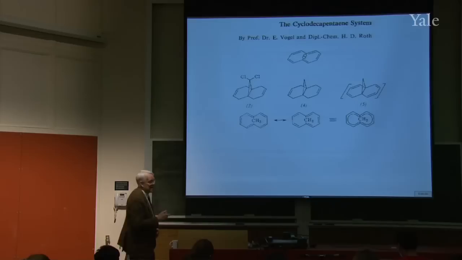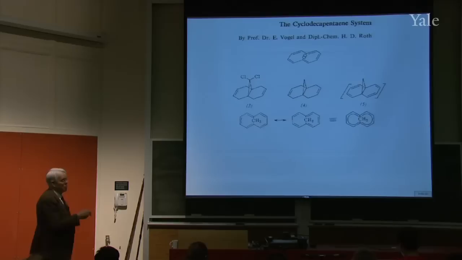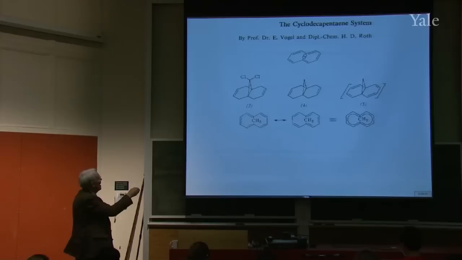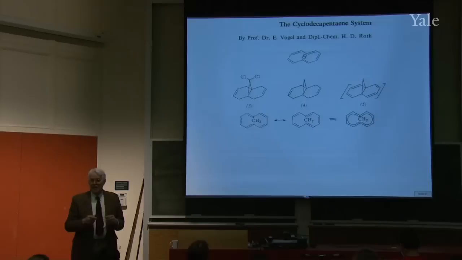In fact, it was made by Heinz-Dieter Roth, who was a postdoc here later, but he did this in Germany with Emanuel Vogel. You can't make a ring that big without having enormous carbon-carbon-carbon angles and have it be flat. But you could bend it in like this, except for the fact that those two hydrogens touch one another. That's not good. So one thing you could do is just make that a bond, and we've already talked about that. That's naphthalene. That was the previous slide, right?